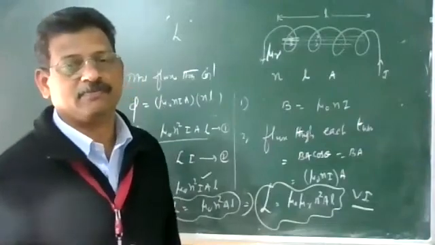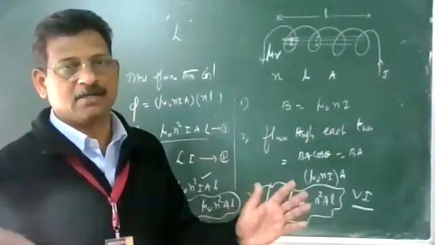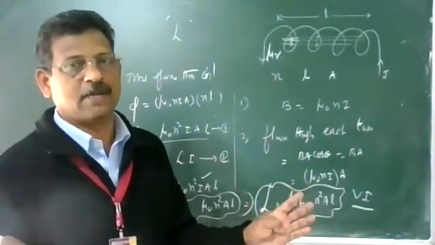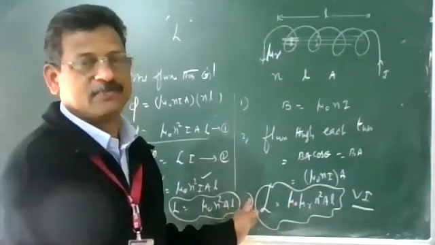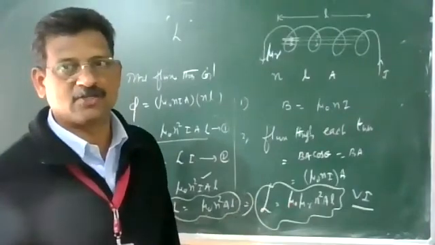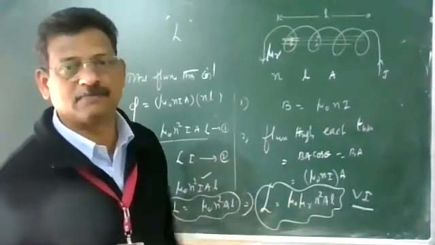So compare and learn: capacitance of a parallel plate capacitor is epsilon 0 epsilon r A by d. Similarly, we are getting this value for inductance. So this is the self-inductance of a coil, very important.